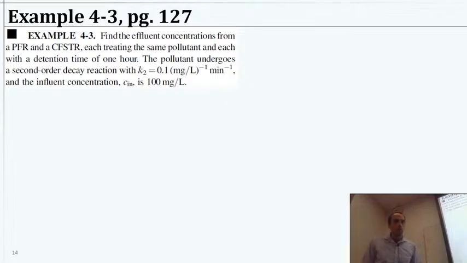All right, we have probably time to look at one more, then we'll wrap up. So the very next example in the book says find the effluent concentration from a plug flow and a CSTR, each treating the same pollutant, each with detention times of 1 hour, with the following second order decay reactions. So K for the second order reaction rate is 0.2 milligrams per liter per minute. And the concentration in the influent is 100 milligrams per liter. So see how far you can get with that.